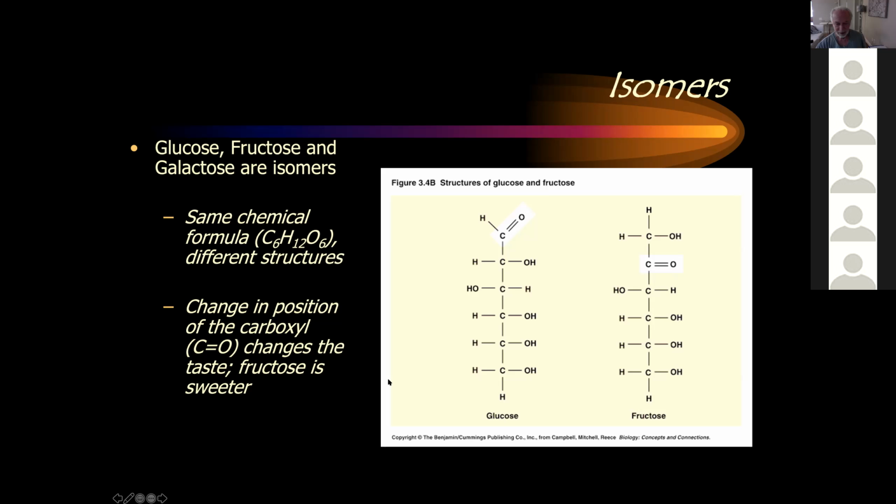So for example, in the case of glucose and fructose, fructose is sweeter than glucose. And that's why, if you look at labels on your sweetened food that you eat, you'll almost always find that it's been sweetened with fructose rather than glucose or some other sugar. That's because fructose has this carbonyl on an interior position and makes it taste sweeter. For example, high fructose corn syrup is very commonly found as an additive in food.